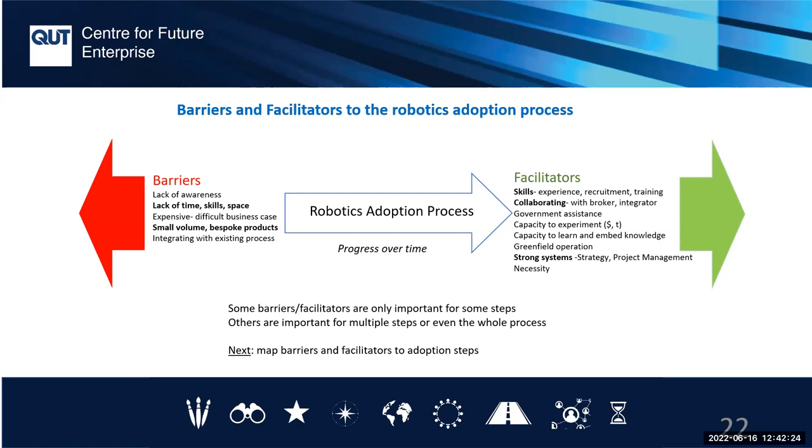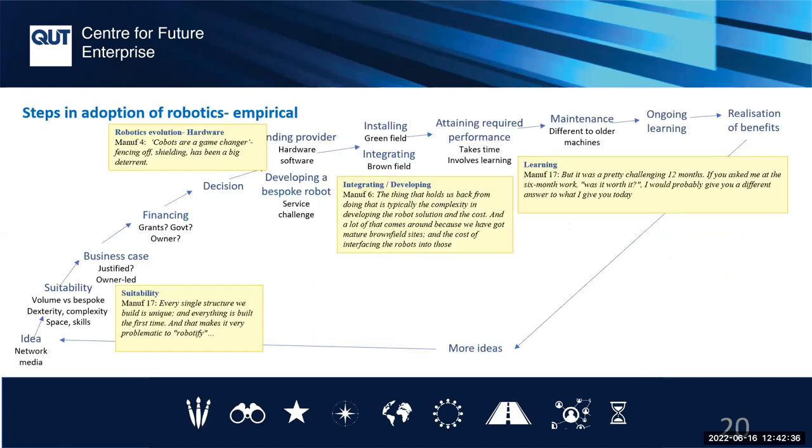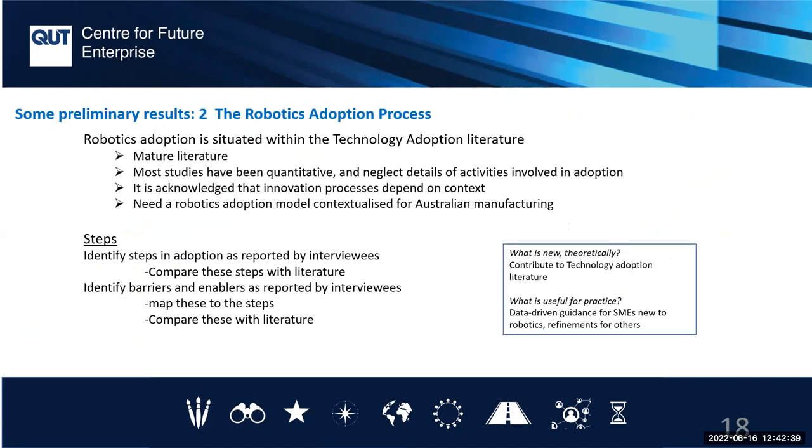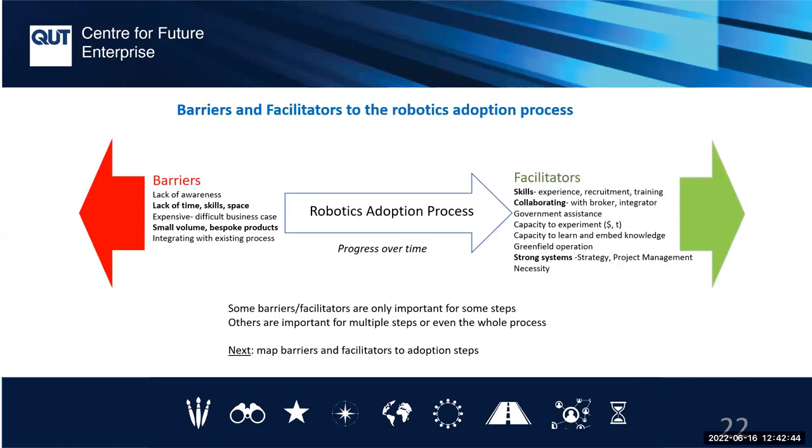Other things are the volume versus bespoke aspect. They're just not making enough product to justify robots. And integrating with existing processes is a real difficulty. But I think the message coming through for barriers is if you don't know what you're doing, it's really, really hard. It's hard to find somebody who knows what they're doing.